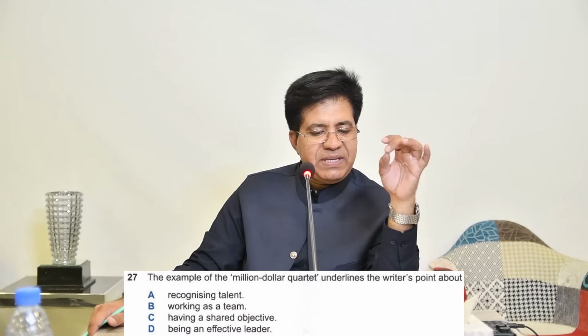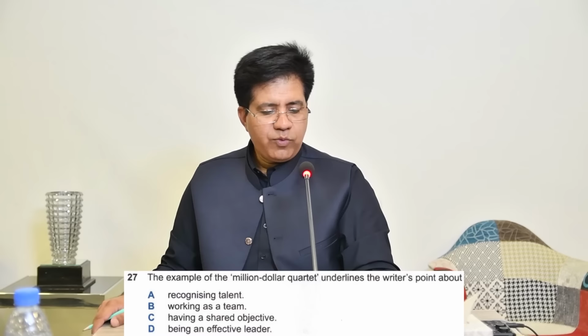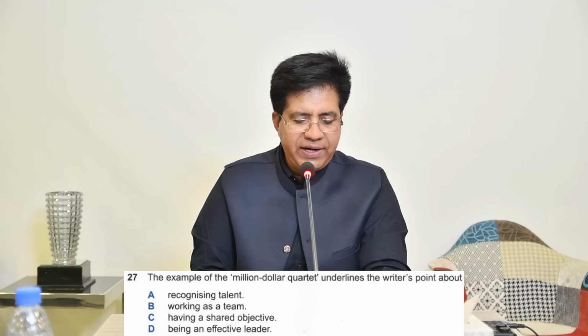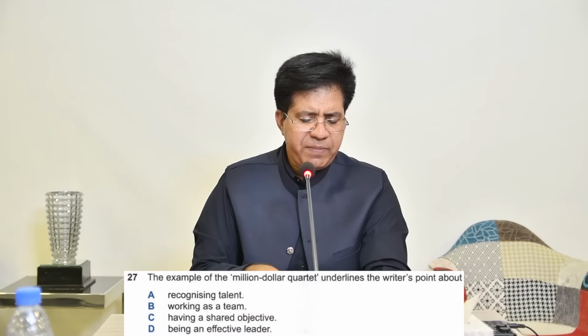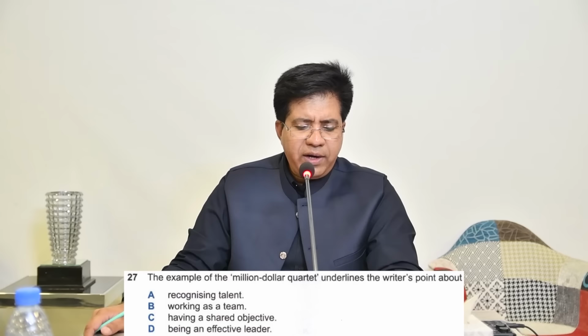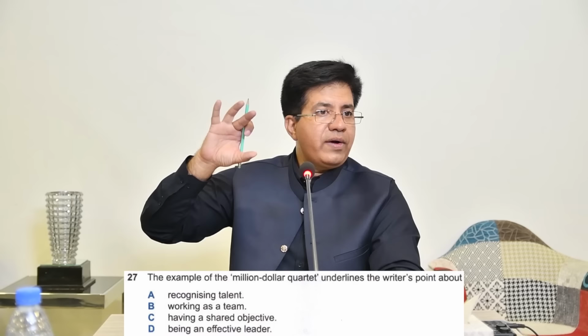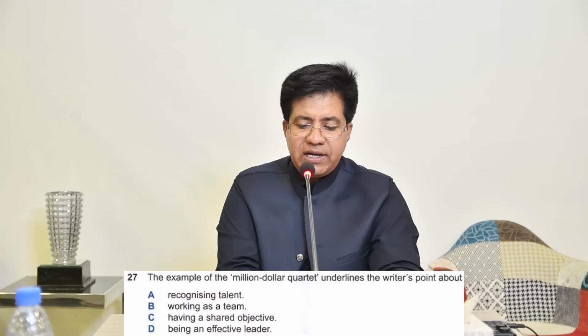Okay, now let's go on. Question number 27, example of the million dollar quartet, underline million dollar quartet. Quartet means where there are four people, four things, quartet and quintet. Quintet means five people. This is from Spanish, cuatro, and quartet from French, I think. Example of million dollar quartet underlines the writer's point about. Now, we will find million dollar quartet because it is in inverted commas. And then we will see what it underlines about the writer's point. So, let's go back.